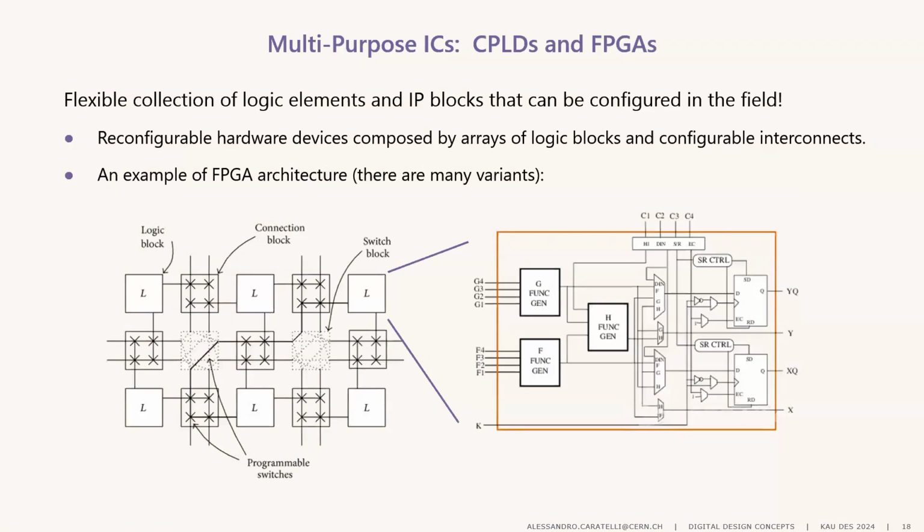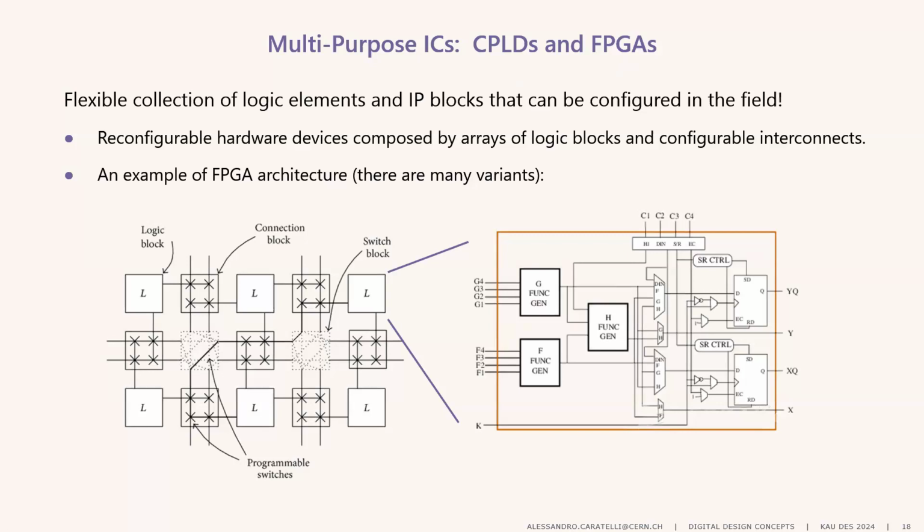So, for instance, a CPLD or an FPGA is a flexible collection of logic elements and IP blocks that can be configured directly in the field. In the picture you have an example. I mean, this does not represent all the types of FPGAs, but is to explain the concept. Generally, you have some cells which are quite configurable and can offer a wide range of logic functionalities, and all of these are replicated in a large array, and the interconnection matrix in the middle allows to connect the input and output of these cells in order to form the circuit.